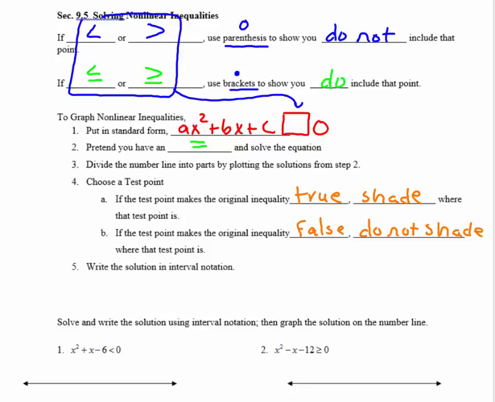So you're going to break up your number line into intervals, and you're going to choose a test point. That's step 4. If the test point makes the original inequality true, then shade where that test point is. If the test point makes the original inequality false, do not shade where that test point is. Most of the time these go in a skipping pattern, so it'll be like a yes shade, then a no, and then a yes. But there are always some circumstances that don't follow the rules, so be careful to check every interval. And number 5, write the solution in interval notation.